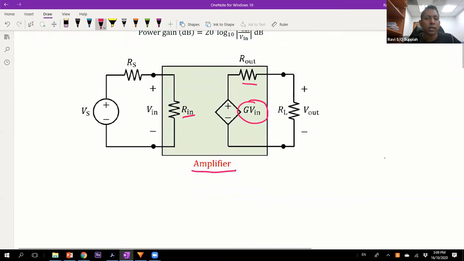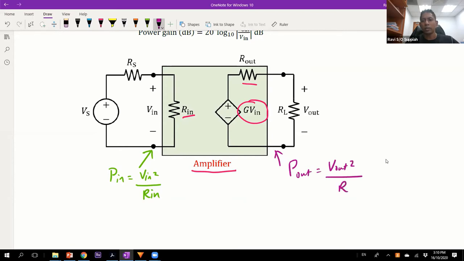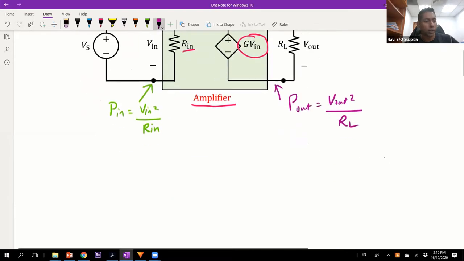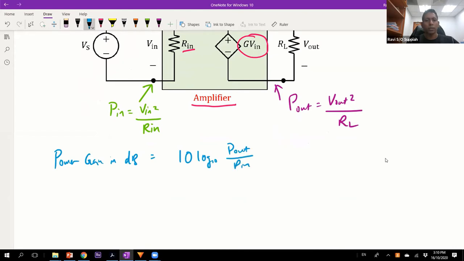So let's analyze this. What will the power at the input side be? It will be Vin square over Rin. That is the power that you can see at the input side. Over at the output side, it is Vout square over RL. That is the output side power. Now if I relate them together, we express the power gain in dB. As we saw, it is 10 log to the base 10 of Pout over Pin.